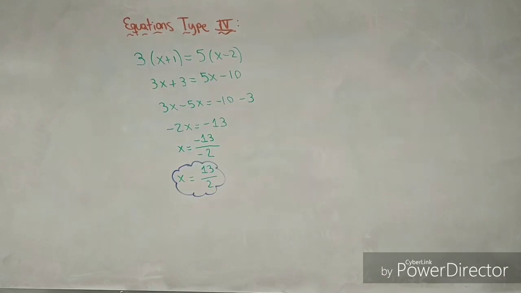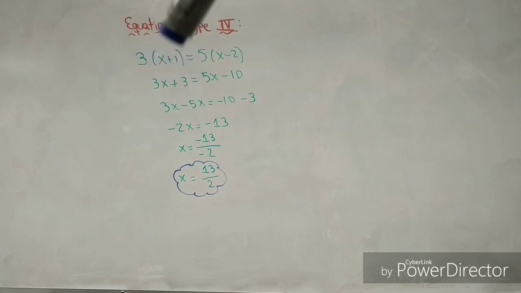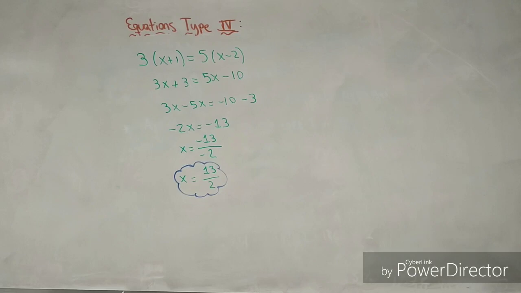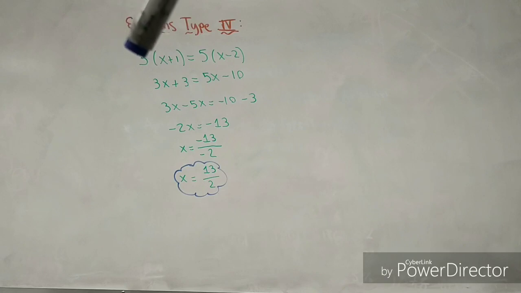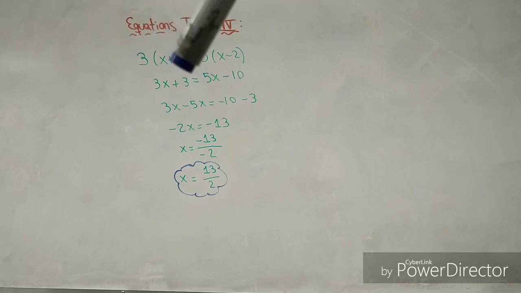Okay, as a first example, we're going to solve this equation. So 3 multiplied by (x plus 1), which is in parentheses, equals 5 times (x minus 2), which is also in parentheses. So first thing that we have to do is we distribute. So 3 times x is going to be 3x. Plus remains because this 3 is positive, so plus times plus is positive. And then 3 times 1 is 3.